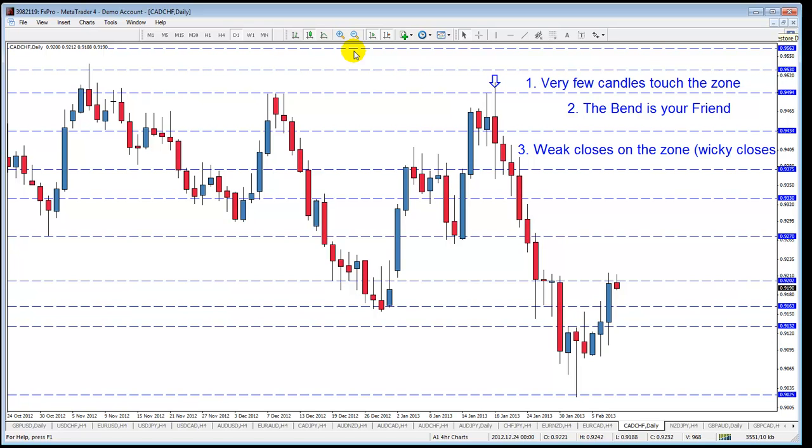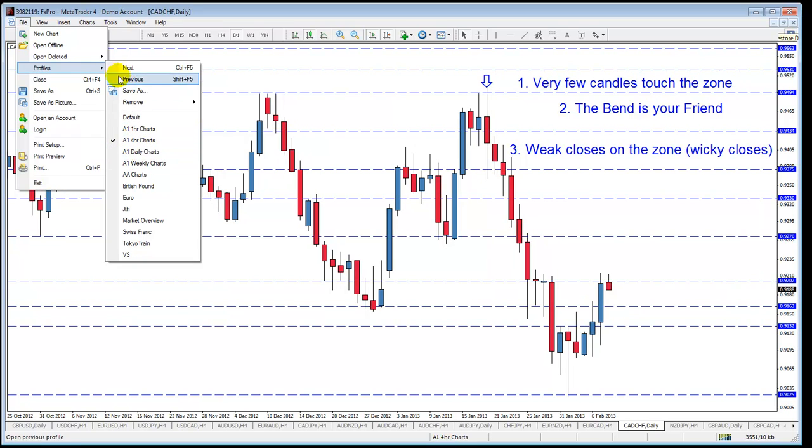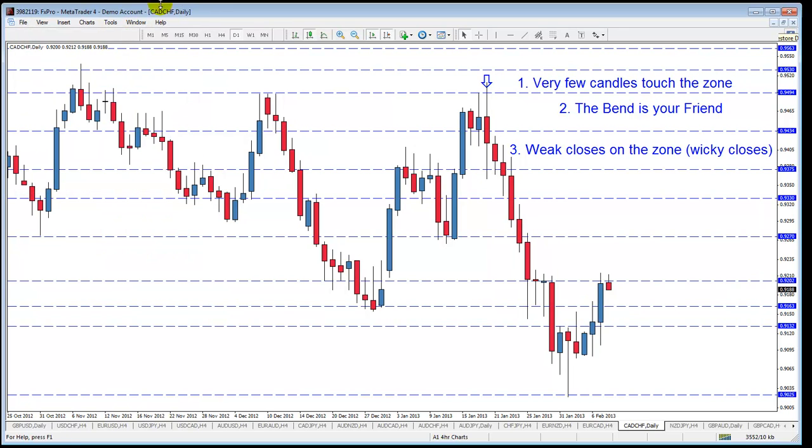Yeah, Martin, each profile is just different charts. So I have 4-hour charts in one profile. So if I go to profile, I can go to my 1-hour charts, 4-hour charts, daily charts, weekly charts. They're all in one profile in MetaTrader. Yeah, exactly.